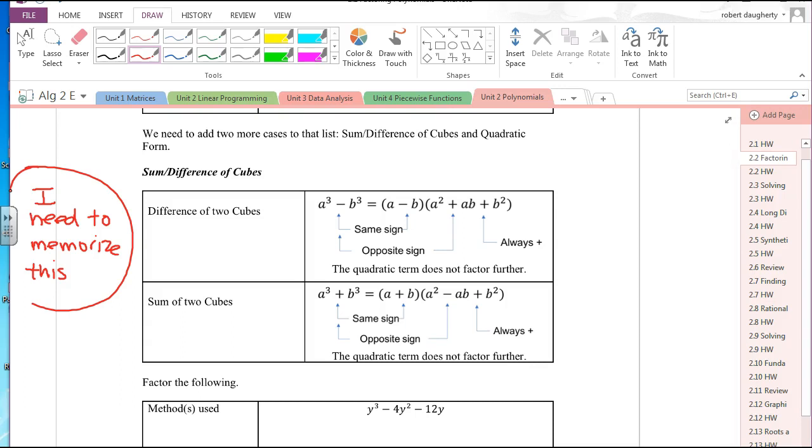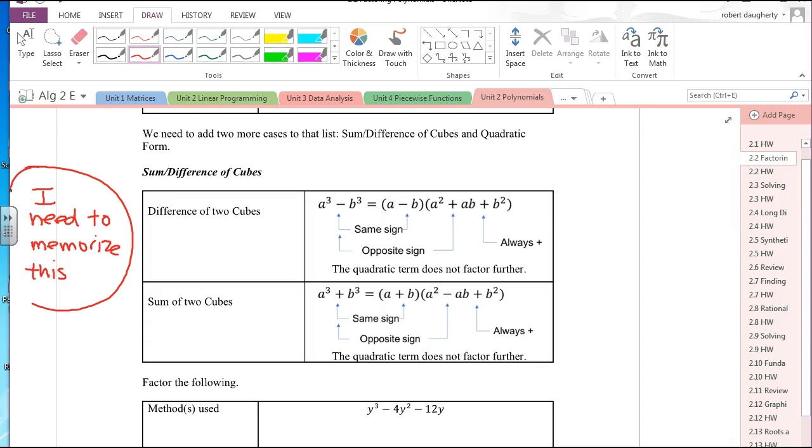We have a formula for the difference of two cubes. You have to know the formula and know how to apply it. So a cubed minus b cubed is just a minus b times a squared plus ab plus b squared. A cubed plus b cubed, a plus b, a squared minus ab plus b squared.